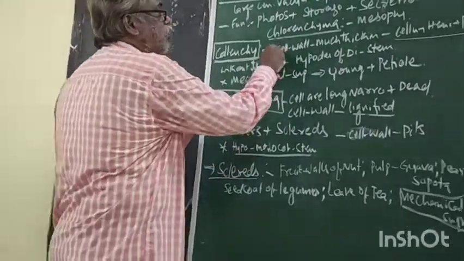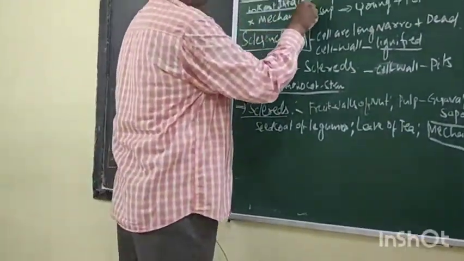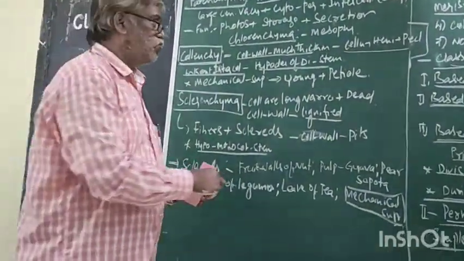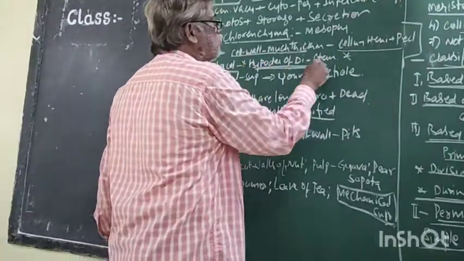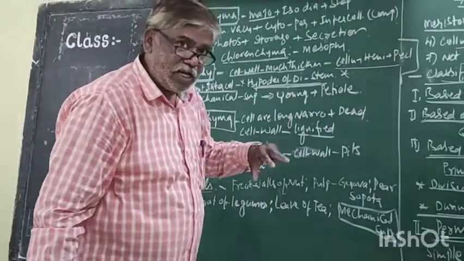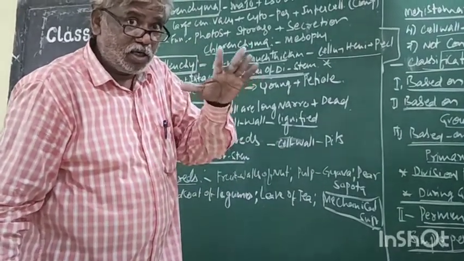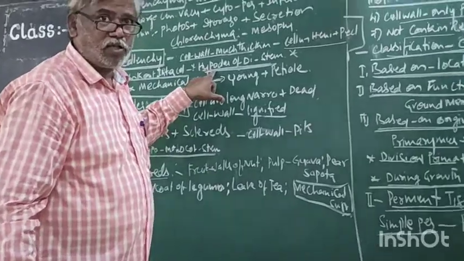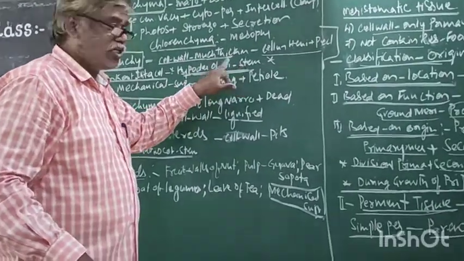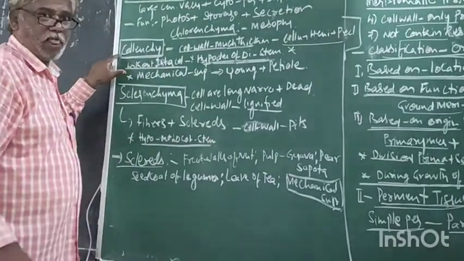Now come to the chlorenchyma. The cell wall is much thick, with cellulose, hemicellulose and pectin, without intercellular space. Chlorenchyma is present in the hypodermis of the dicot stem. It is the most important thing. First of all, decide whether it is dicot or monocot. If it is dicot stem or root, think very deeply. In the dicot stem, the hypodermis is made with chlorenchyma.